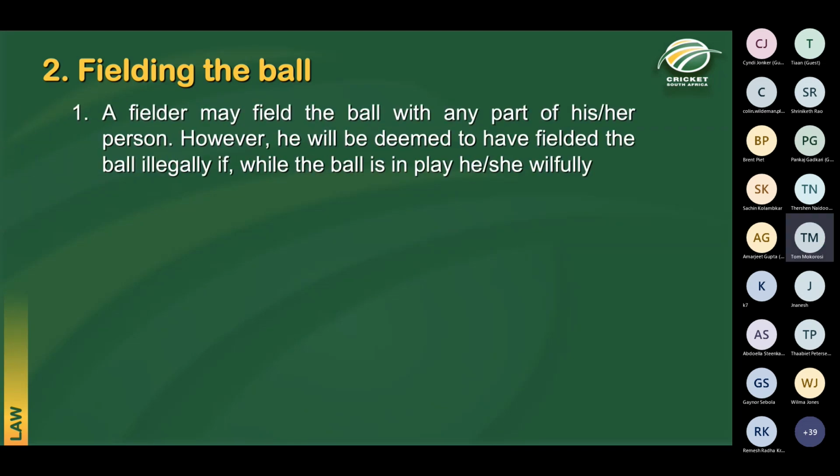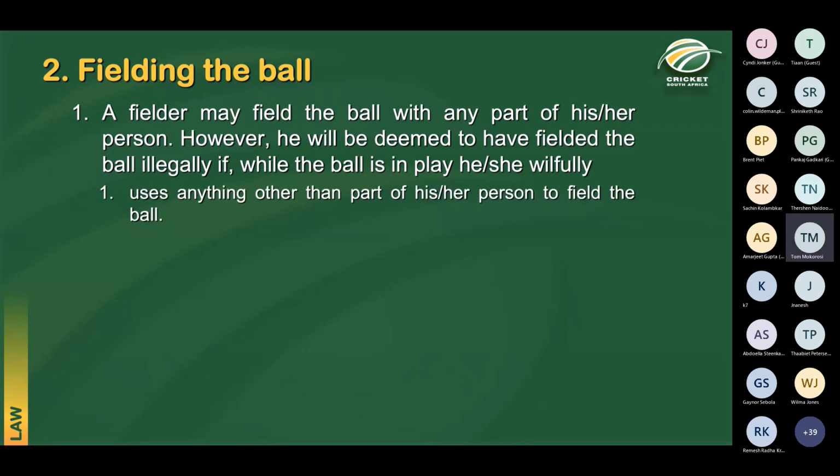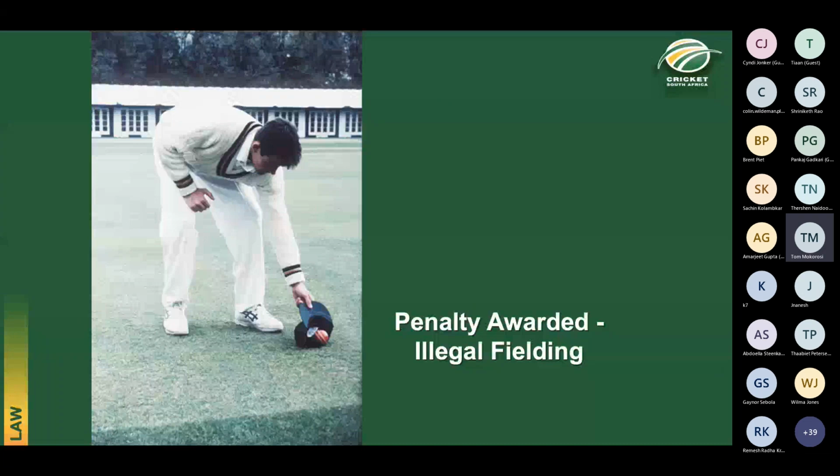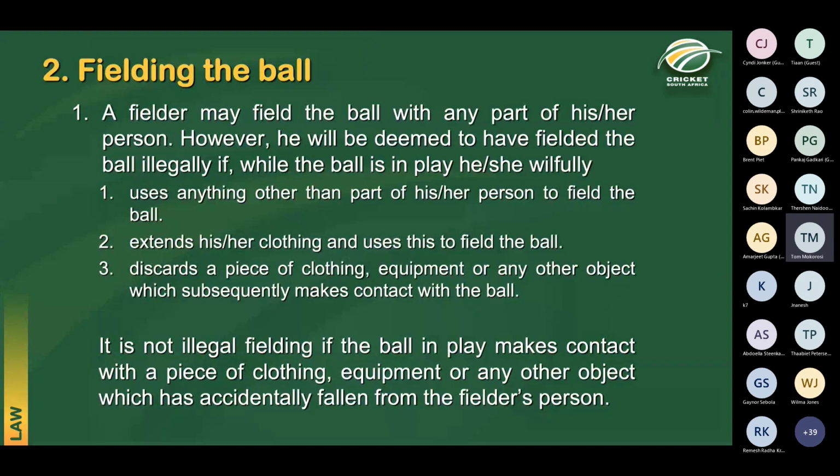So the law says that a fielder may field the ball with any part of his or her person. However, he or she will be deemed to have fielded the ball illegally if, while the ball is in play, he or she willfully uses anything other than part of his or her person to field the ball. So on the next slide, we will see a fielder using his cap, having removed it from its normal position on top of his head to field the ball. That is illegal as per law.